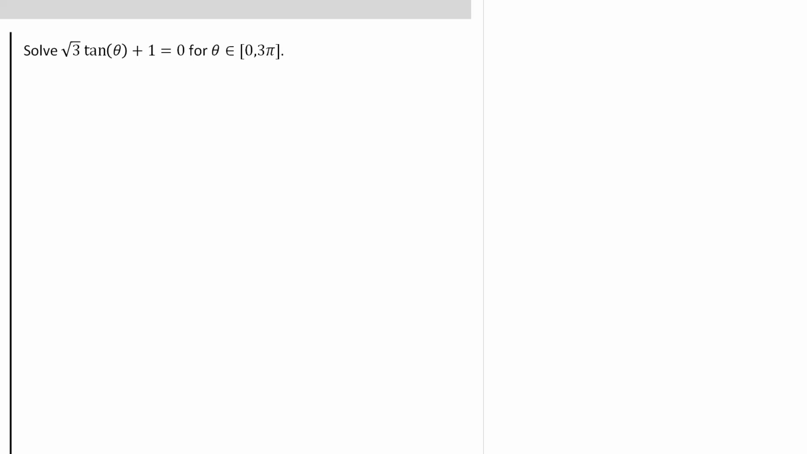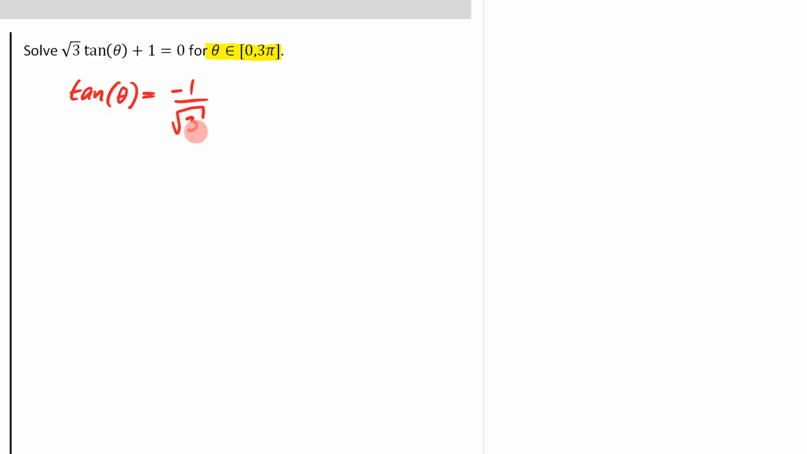We're going to answer this question before us. It says, solve the square root of 3 tan of theta plus 1 is equal to 0 for theta is an element of 0 to 3 pi. Okay, so what we're going to do first is rearrange this so that we have a trigonometric ratio as our subject.